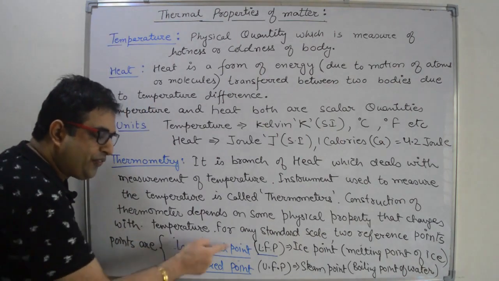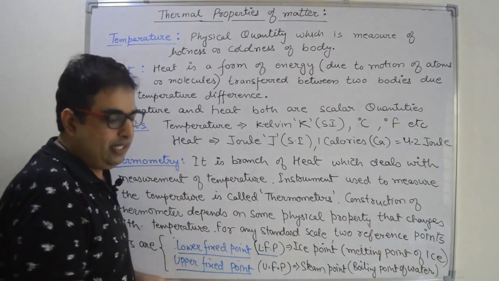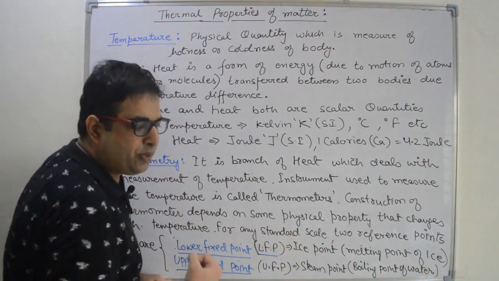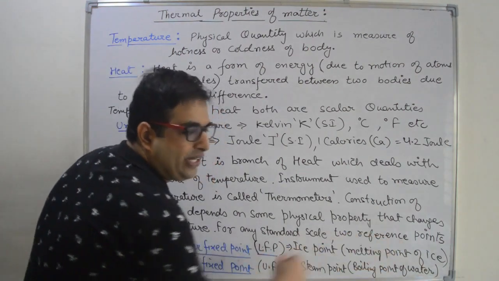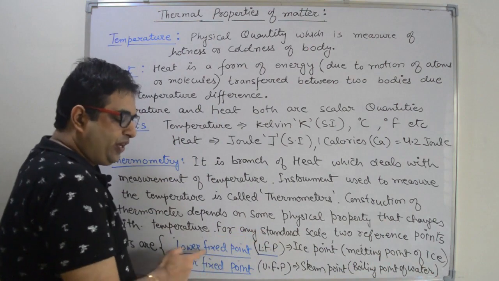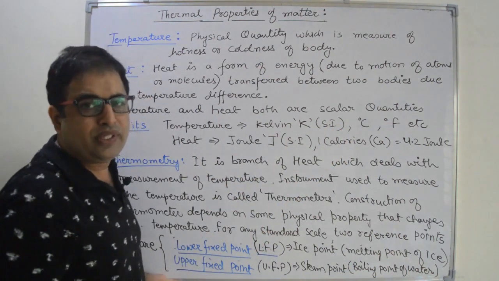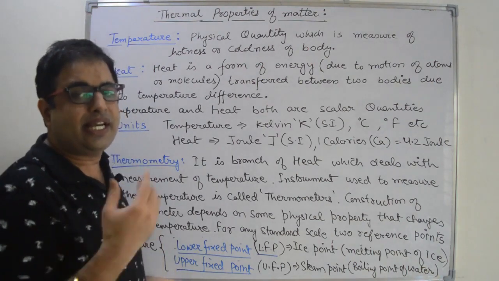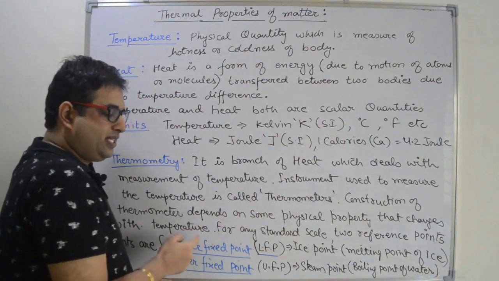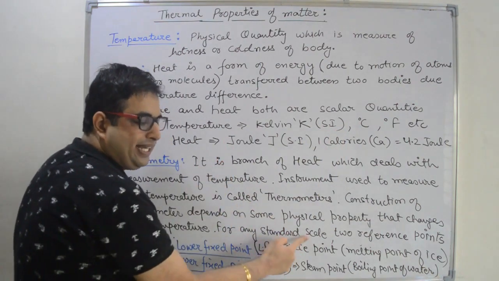First is the lower fixed point, also represented by LFP. And what is this? This is the ice point. Ice point means melting of ice. Melting of ice is known as the lower fixed point, and for degree Celsius, everybody knows that at 0 degrees Celsius ice will start melting. So 0 degrees Celsius is the ice point for the Celsius scale.